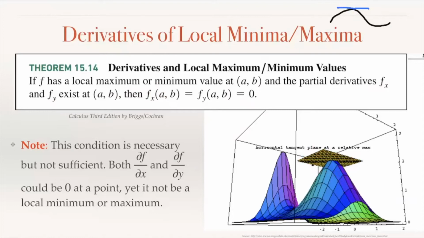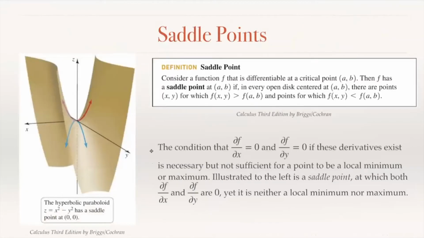And note that while this condition is necessary, it is not sufficient. It is possible for both of these partial derivatives to be 0, and yet it not be a local minimum or maximum. And here's an example of how. It can be what we call a saddle point. So this hyperbolic paraboloid has what we call a saddle point right there. Both the partial derivative in the x direction and that in the y direction are 0 at this point, because the derivative of a parabola is 0 at the vertex. But it's clearly not a local minimum or maximum.